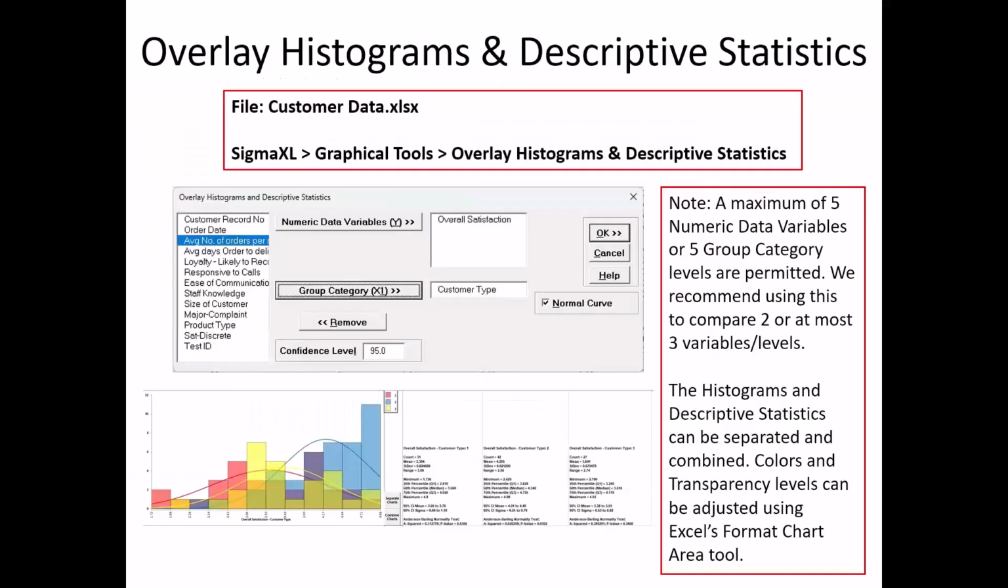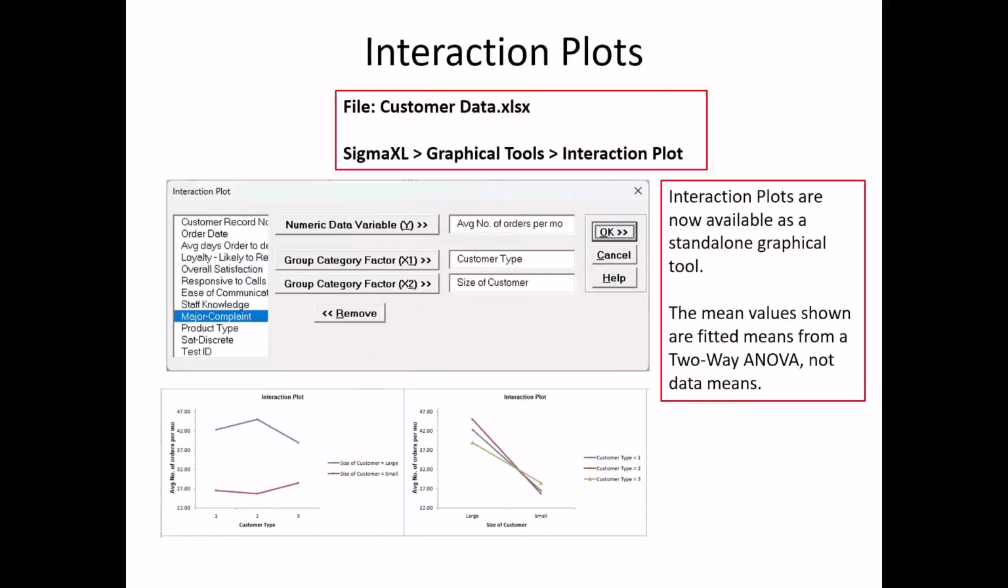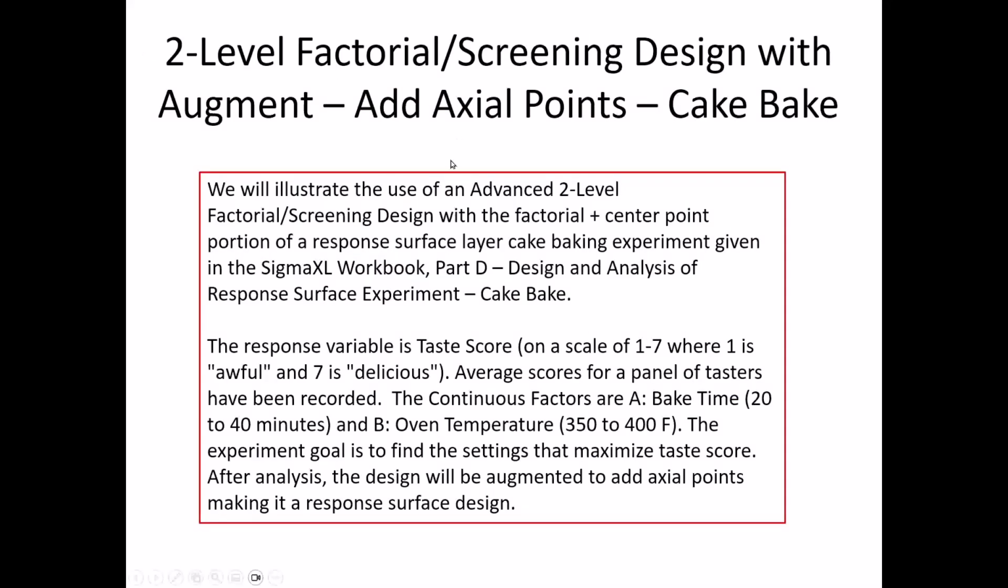And I'm going to switch back to the PowerPoint to introduce this. So we're going to illustrate the use of the advanced two-level factorial screening design with the factorial plus center point portion of an RSM design that's in the workbook under Part D, Design and Analysis of a Response Surface Experiment. So basically what we've done is we've split it out to demonstrate the axial. So first, the factorial and center points for the cake bake, and then we will augment that with axial points.